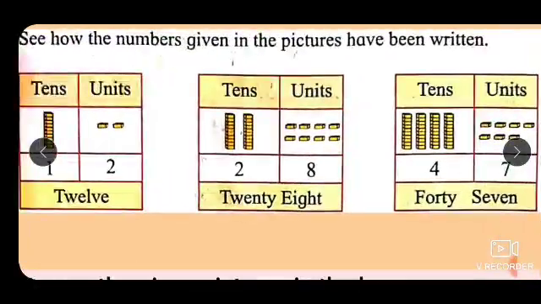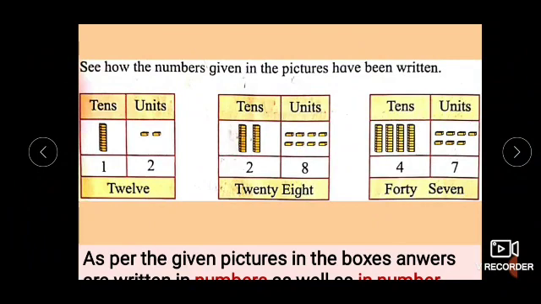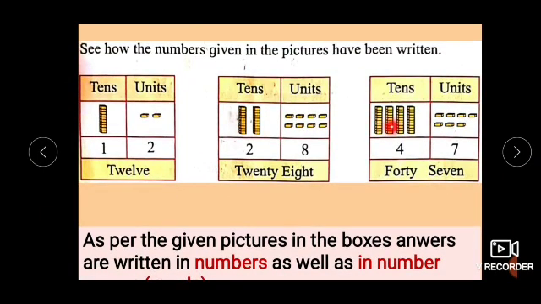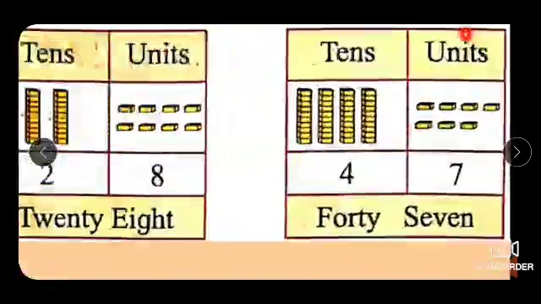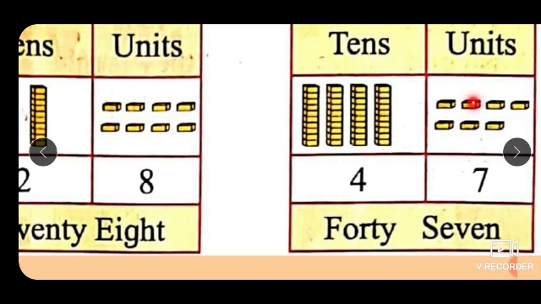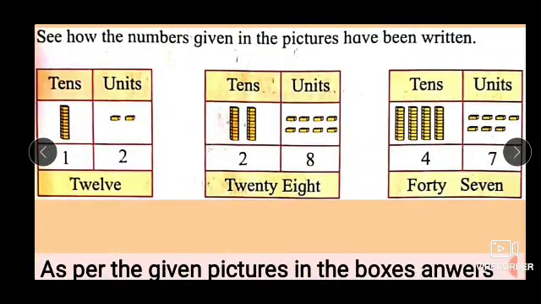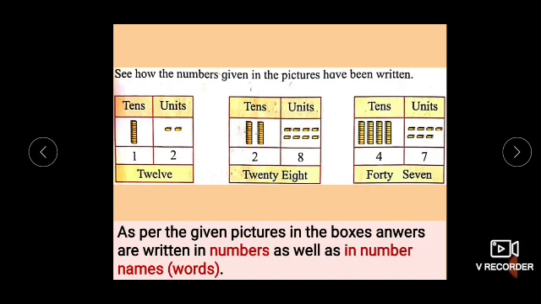This is the last picture. In tens, 1, 2, 3, 4. In tens place we'll write 4, and in units 1, 2, 3, 4, 5, 6, 7. In units we'll write 7. So 40 plus 7, 47. FORTY 40 SEVEN 47.